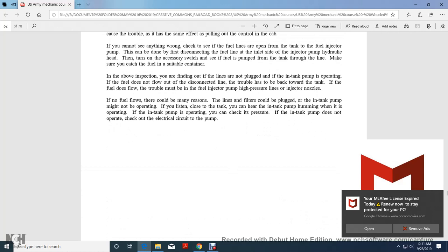And above the inspection, you find out whether the lines are plugged. With the intake pump operating, if fuel flows out of the disconnected line, the trouble is back toward the tank. If the fuel does flow, the trouble may be in the fuel injector pump, the high pressure lines, or the injector nozzle.